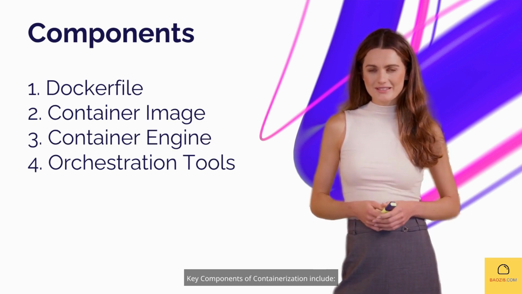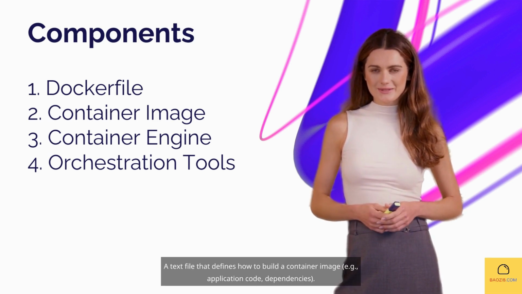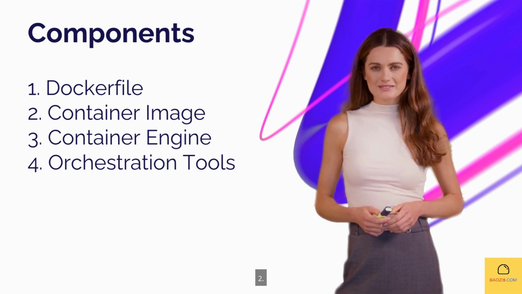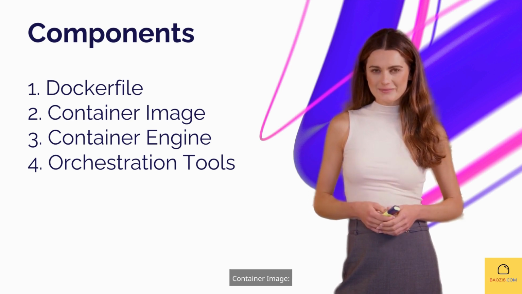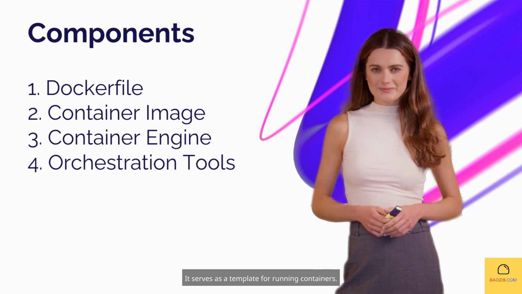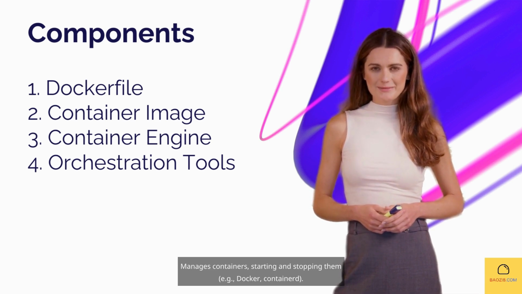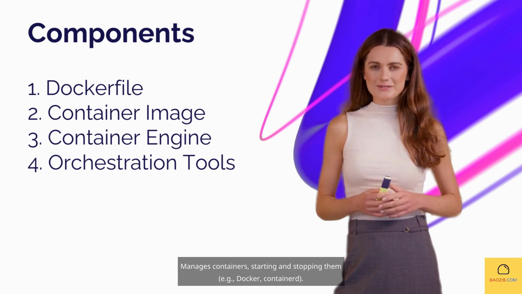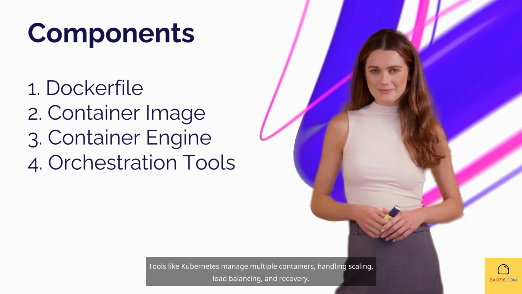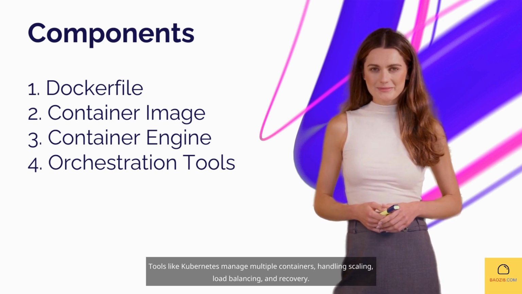Key components of containerization include: 1. Dockerfile. A text file that defines how to build a container image, e.g., application code, dependencies. 2. Container image. Built from the Dockerfile. It serves as a template for running containers. 3. Container engine. Manages containers, starting and stopping them, e.g., Docker, containerd. 4. Orchestration tools. Tools like Kubernetes manage multiple containers, handling scaling, load balancing, and recovery.